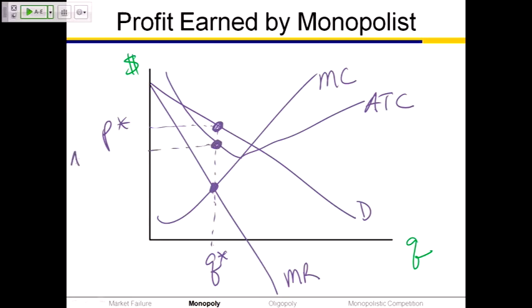Dash it over. That's the average total cost of producing quantity Q star. And so the profit for this firm is going to be the area of this rectangle between the price and the average total cost. The base of the rectangle is the quantity Q star. The height is the difference between price and average total cost. Same exact process that we did before.